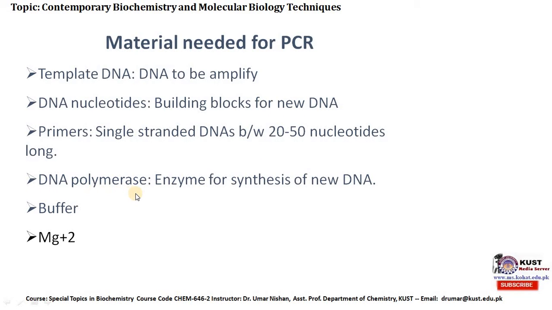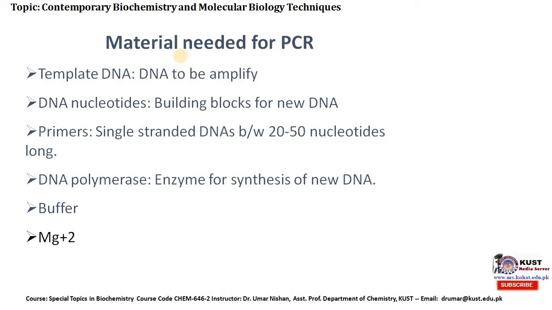Then we require the DNA polymerase enzyme, which functions in the synthesis of new DNA. Alongside these, we require a buffer, which provides the environment for carrying out these reactions. And then we require magnesium ion. It functions as a cofactor for the functioning of the DNA polymerase. So overall, the slides consist of all the materials that are required for conducting a successful PCR reaction.